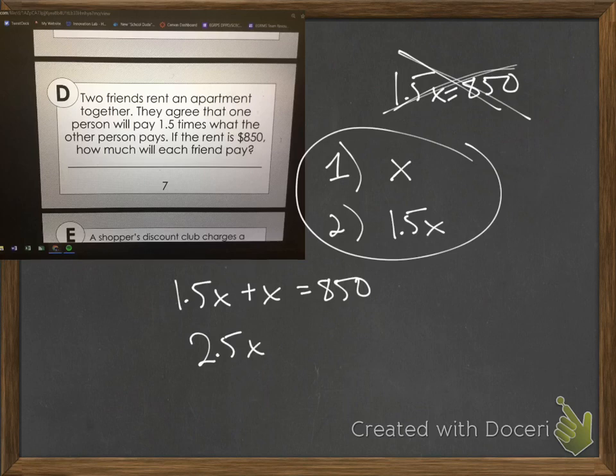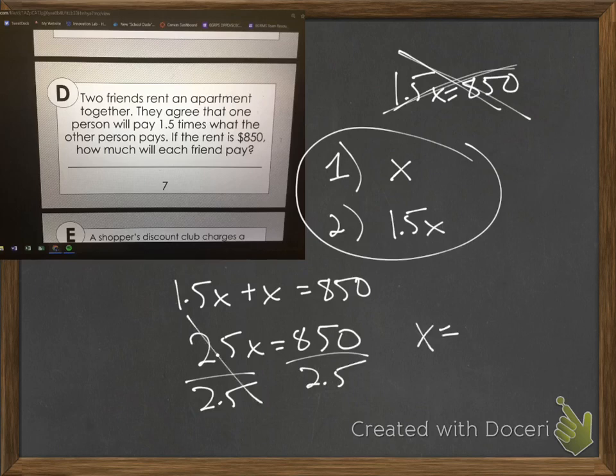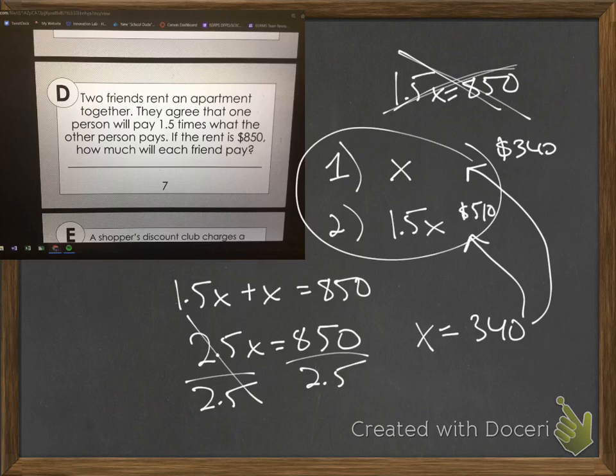So really, there's 2.5x equals 850. I'm going to divide both sides by 2.5 to get an x value of 850 divided by 2.5, 340. Now, the question says how much will each one pay? That means this friend pays 340. That means this friend pays 340 times 1.5, or 510. But I think it's going with just x, 340, and that takes us back to card A, and we did it. Now hold on, because I got some more for you.